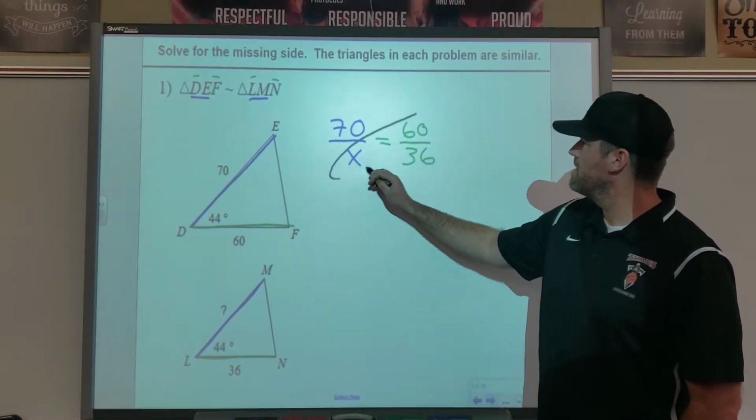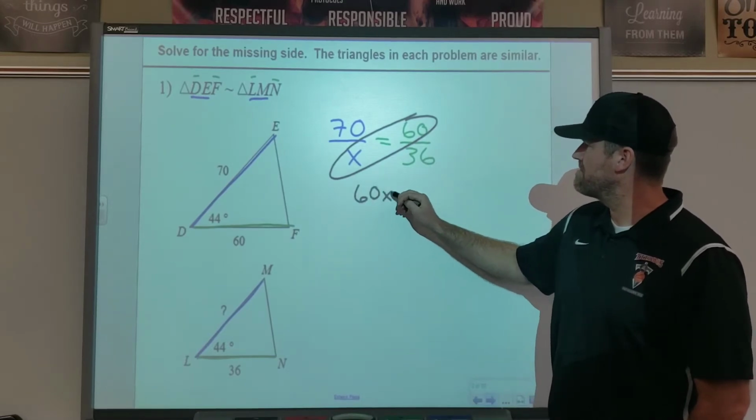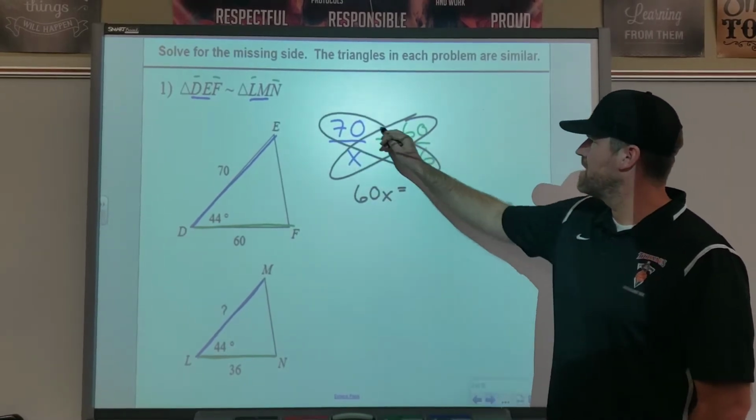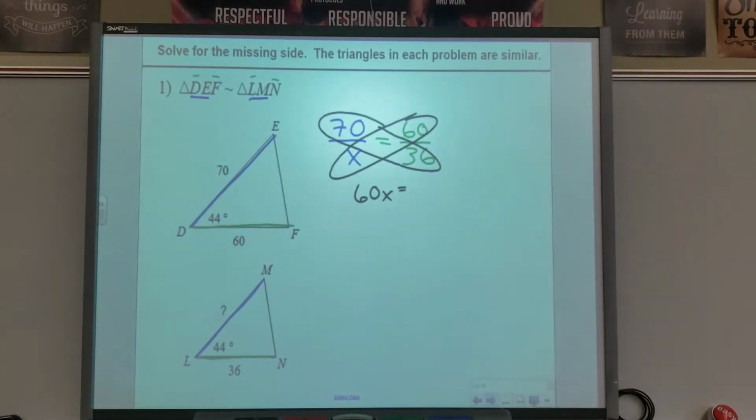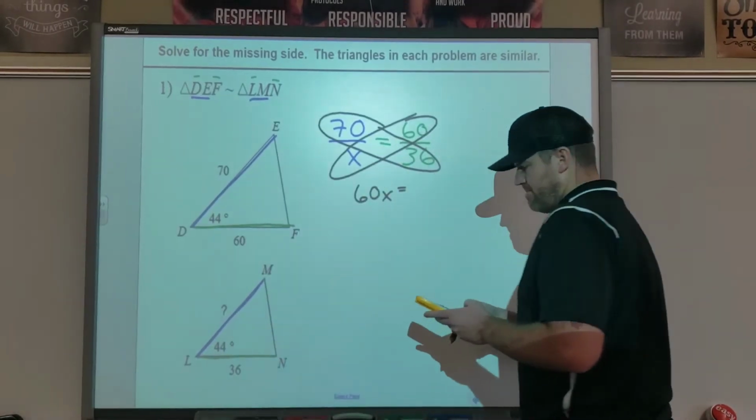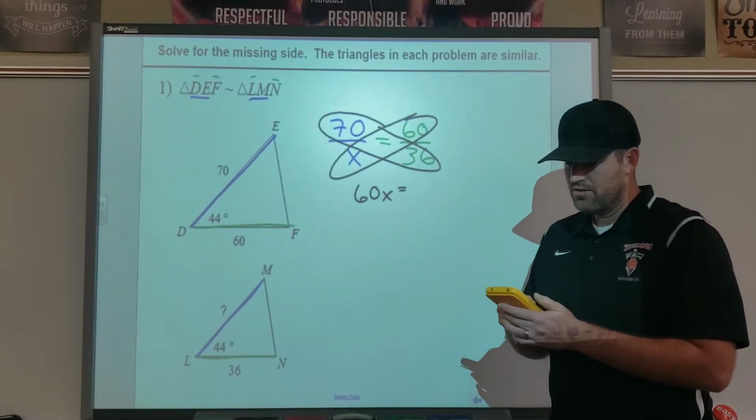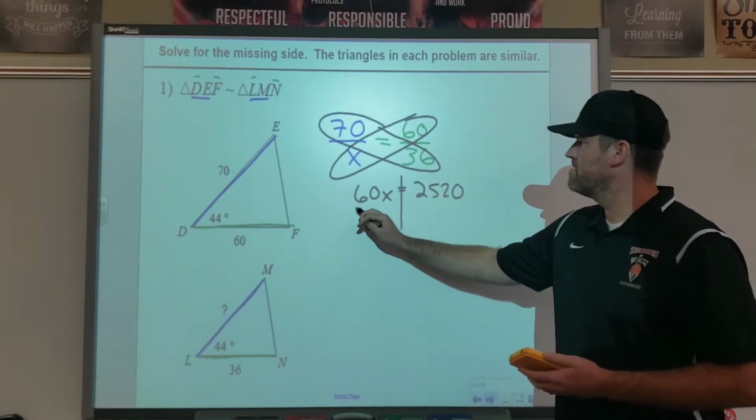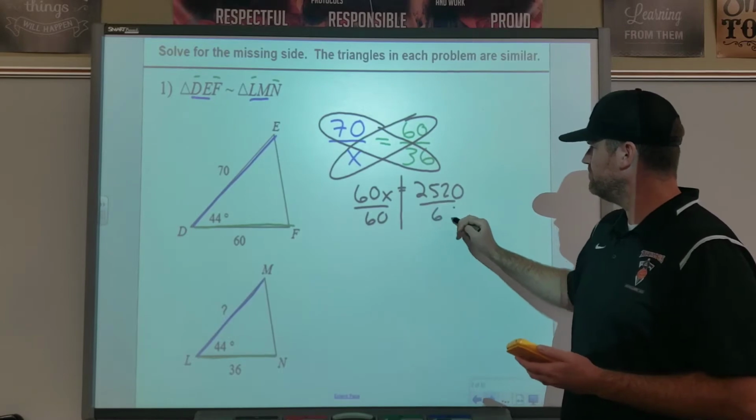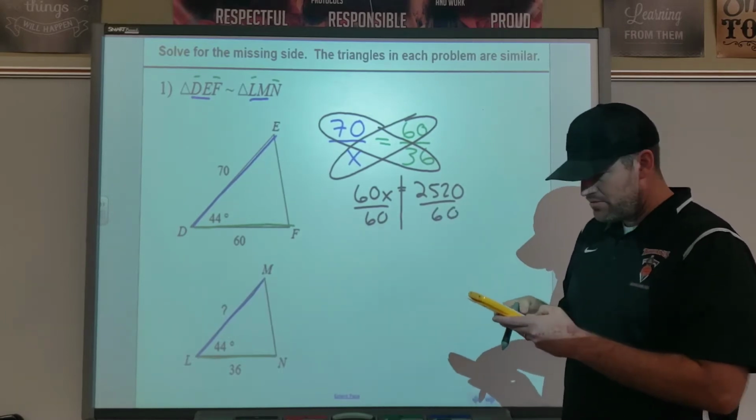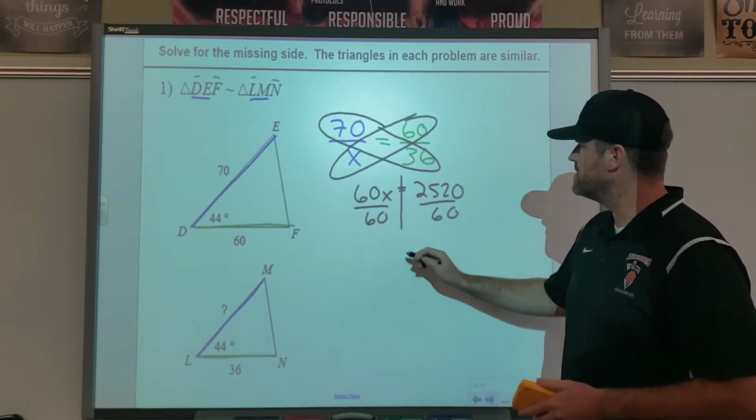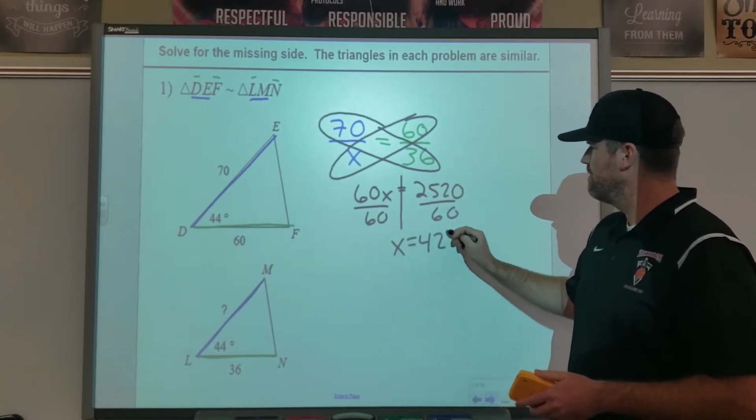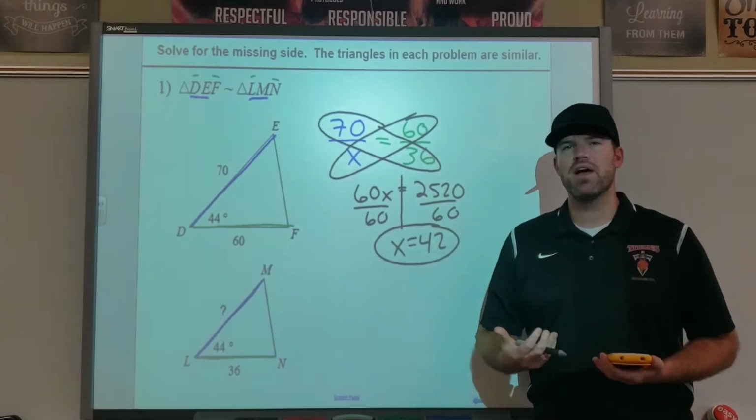I can cross multiply. 60x equals 70 times 36. And oh my goodness, that's such a big number. I better grab my calculator. The one with batteries in it though. All right. So I've got 70 times 36, which is 2,520. And then to get x alone, divide by 60. And I get 2520 divided by 60, 42. X equals 42. Okay, so that was one way I could set it up.